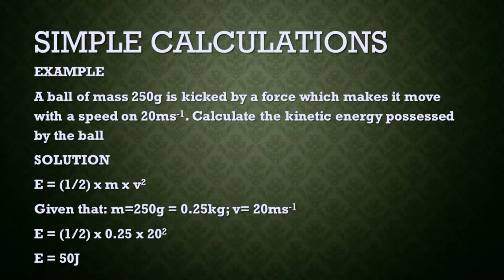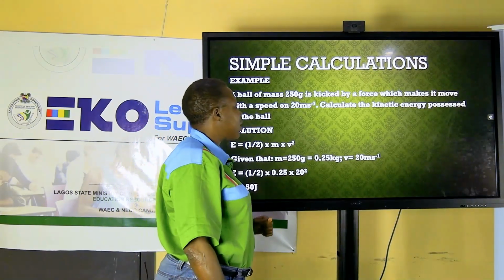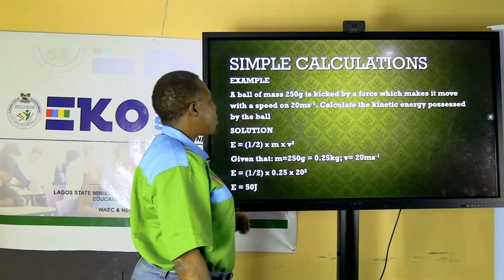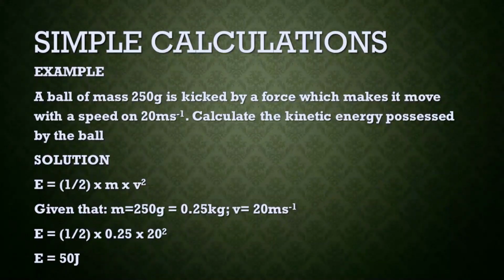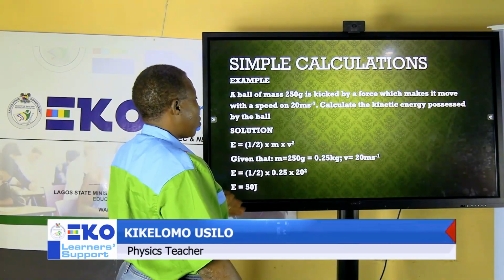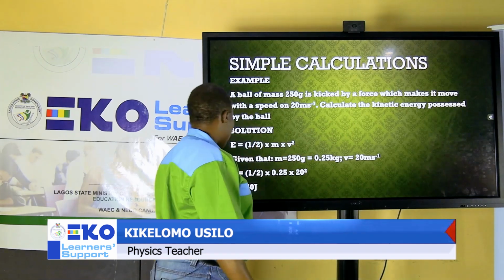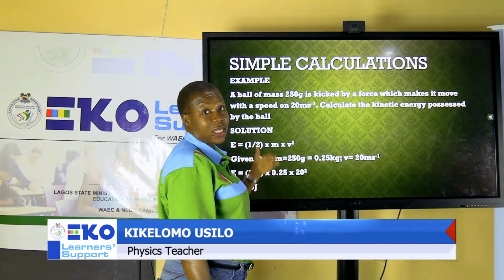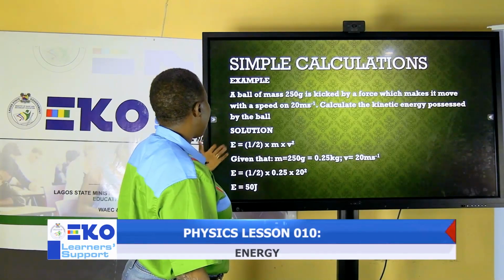Okay, let's look at this calculation. Example 1. A ball of mass 250 grams is kicked by a force which makes it move with a speed of 20 meters per second. Calculate the kinetic energy possessed by the ball. The solution: remember, we are to calculate for kinetic energy, and previously I told us the formula for kinetic energy is half mv squared.